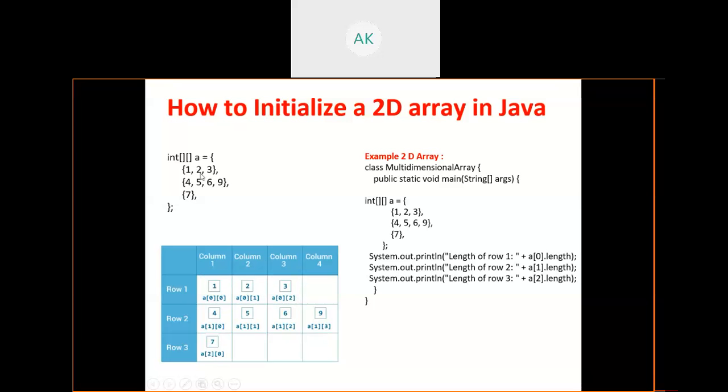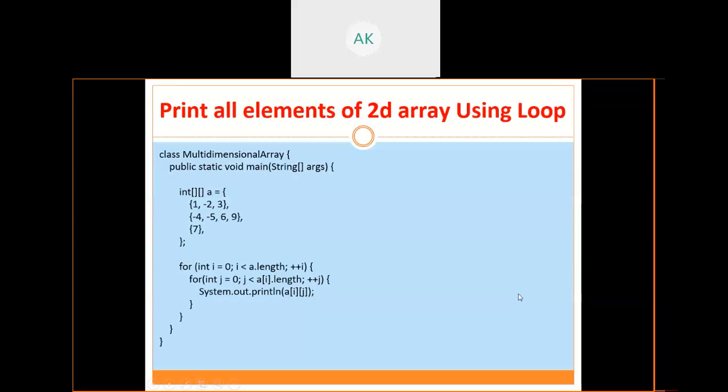In order to get the length of all these arrays, that is the first array, second array and third array, we'll be using the length function. So if I initialize this array like this, and if I use the SOP, the length of the first array is a of 0 dot length, so it will give me the output as 3. For a of 1 dot length, it will give me the output as 4, and likewise for a of 2 dot length, it will give me the output as 1.